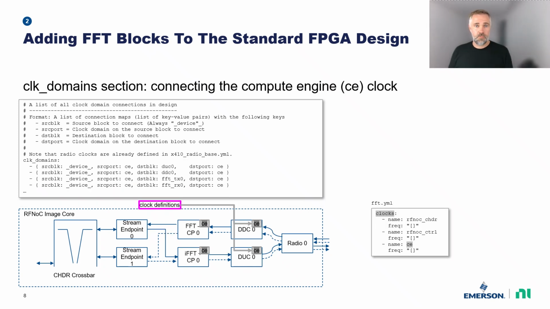In the last step, we need to check whether the FFT block requires any extra clock connections. In the block description file shown in the bottom right, we see that it requires the 2 standard clocks that are automatically connected to the block, and the compute engine clock. So let's add the compute engine clock to all 4 FFT instances. We add the connection to the first FFT block and then the connection to the first IFFT block. And then we repeat these steps for the second FFT and IFFT blocks.